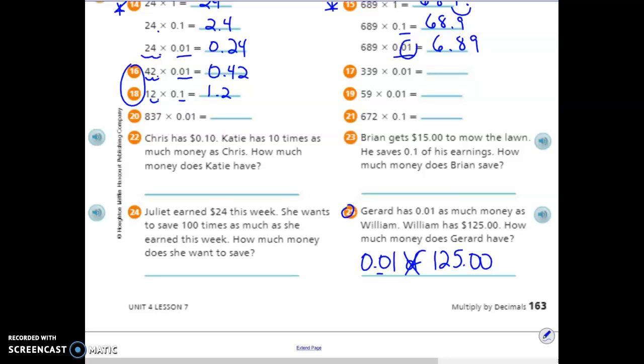Okay, think about 1 times 125 is 125. And then how many decimal places? 1, 2. 1, 2 smaller would look like this. But first of all, you don't need those zeros. And second of all, that's not going to be an appropriate money amount. You take those zeros off, it would be $1.25.